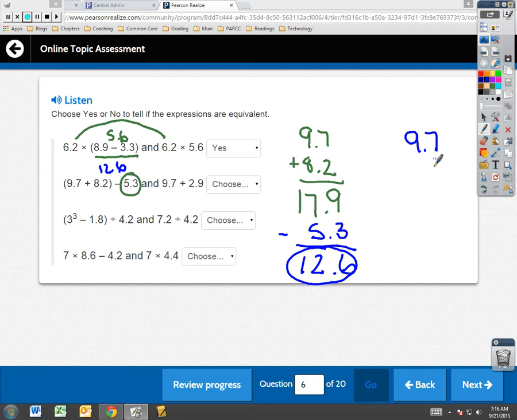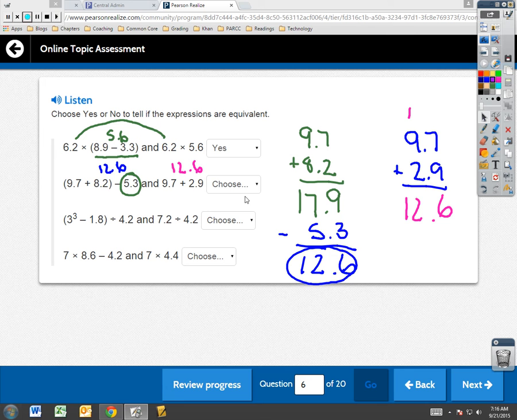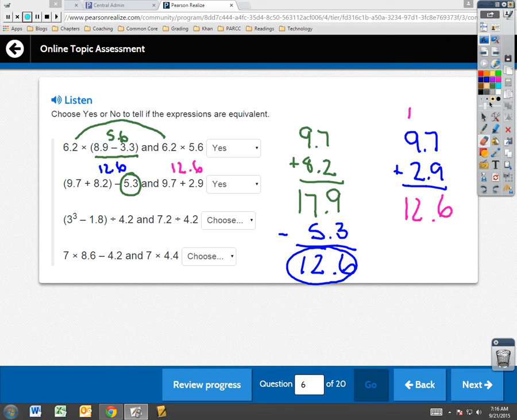9 and 7/10 plus 2 and 9/10. I will add them. 9 plus 7 is 16. 9 and 2 is 11, plus 1 is 12. Hey, look, they give me both 12 and 6/10, meaning they are indeed equivalent. So that is a yes. Okay, let's take a look at the next one.